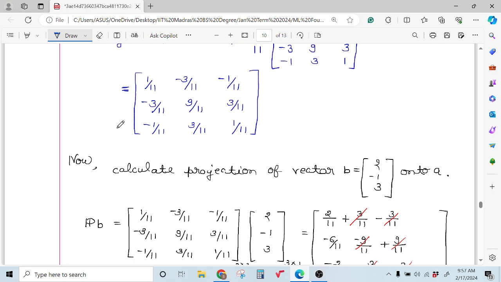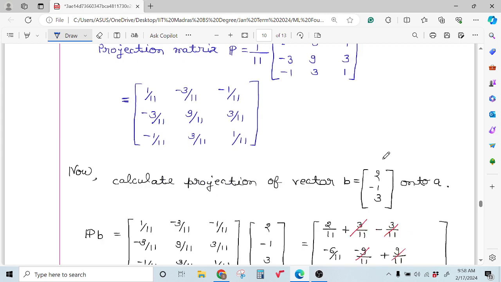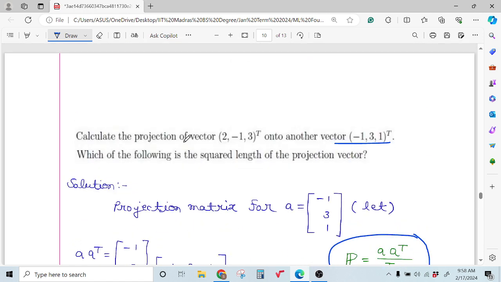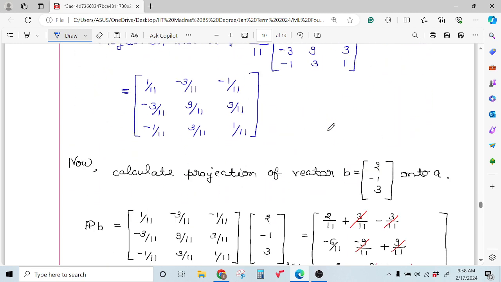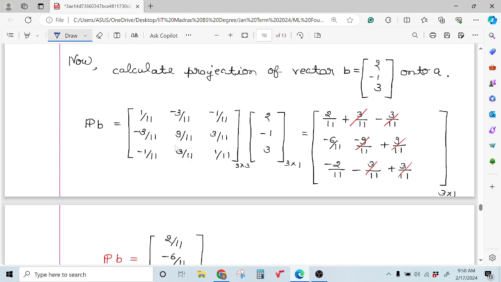So now we will calculate the projection vector. To calculate the projection vector, we will project B onto A. We will find the projection of this vector B, 2 minus 1 3, onto A. So PB is equal to this matrix multiplied by this matrix.